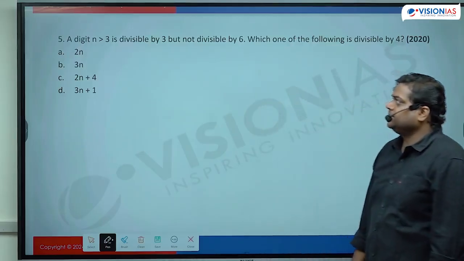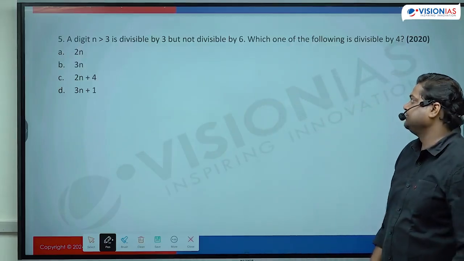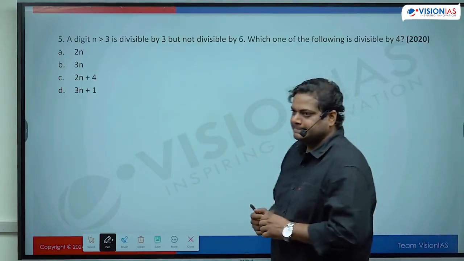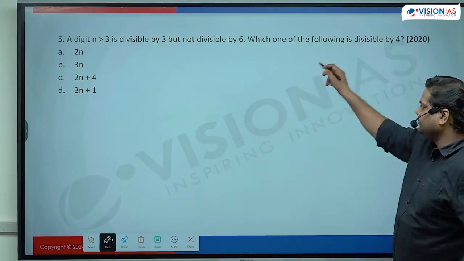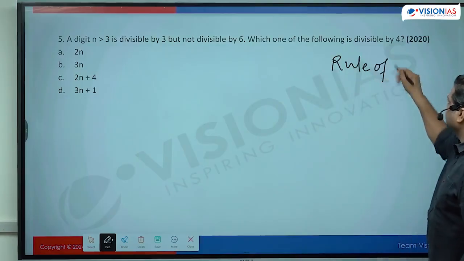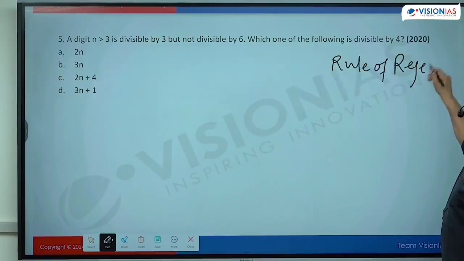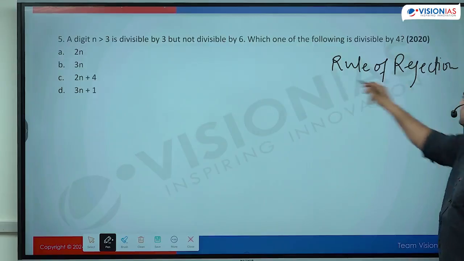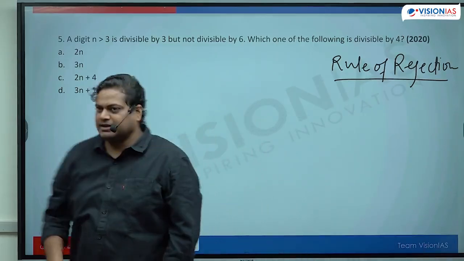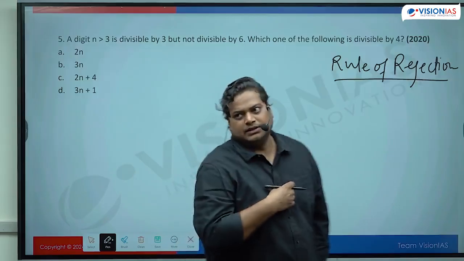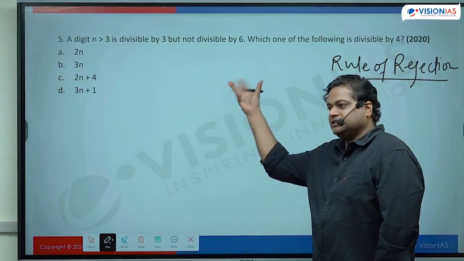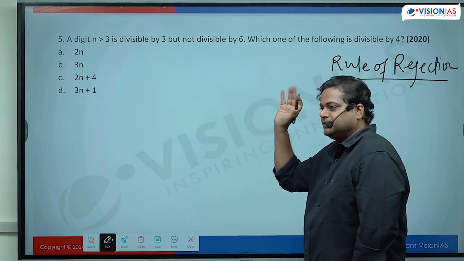A digit n greater than 3 is divisible by 3 but not divisible by 6. Which one of the following is divisible by 4? So we are going to apply here rule of rejection. Rule of rejection में क्या करते हैं? We reject most of the options. जो बचा उसी के साथ we go. लाइफ में भी ऐसा ही होता है.